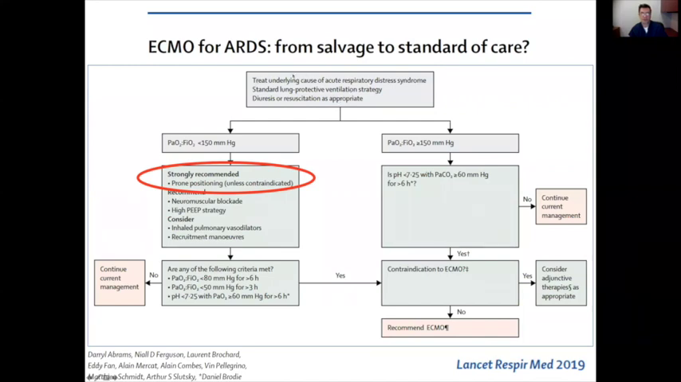The most important thing is always to treat the underlying cause. If they have pneumonia and develop ARDS and you don't treat the pneumonia, it doesn't matter if you put them on ECMO. Standard lung protective ventilation, depending on their hemodynamic status, diuresis or resuscitation. And then if their PF ratio remains below 150, prone positioning, unless it's contraindicated, is really what's strongly recommended. And then these other interventions might be considered as well.